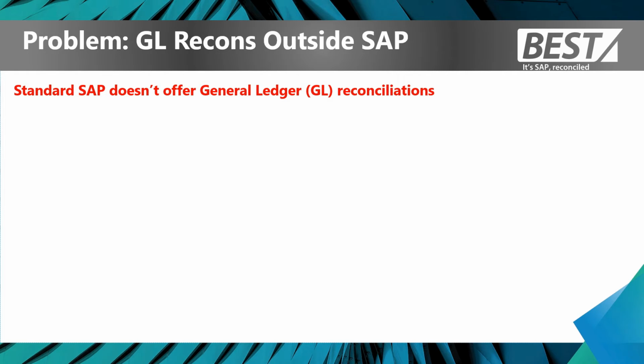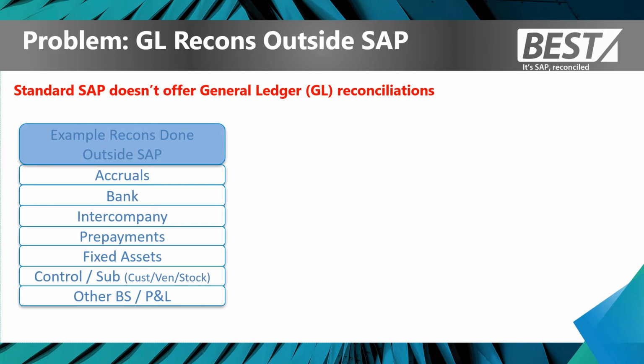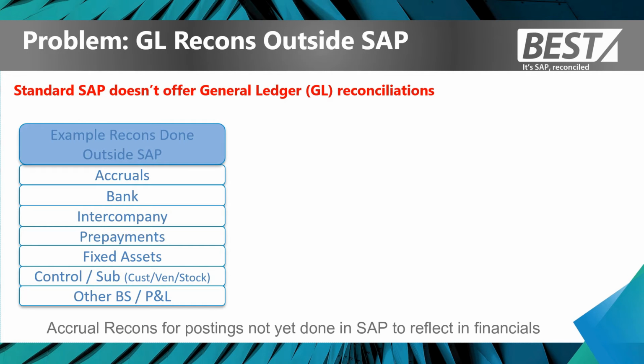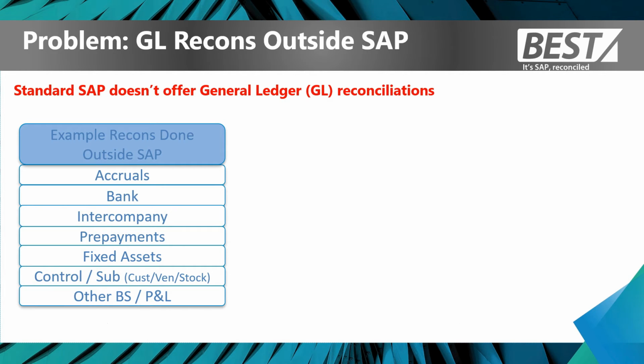Within the standard SAP suite, there is no general ledger or balance sheet reconciliation functionality, and it means that SAP users need to reconcile outside of SAP. Here are some examples of the kinds of reconciliations that accountants are doing during the month-end close period. Accruals for general ledger postings not yet made in SAP, but that should, however, be included in the financials. For example, missing vendor invoices, interest on loans, taxes not yet paid, payroll expenses not yet paid, revenue not yet billed, already earned. And all these accrual accounts need reconciliation to ensure they're correct and complete.